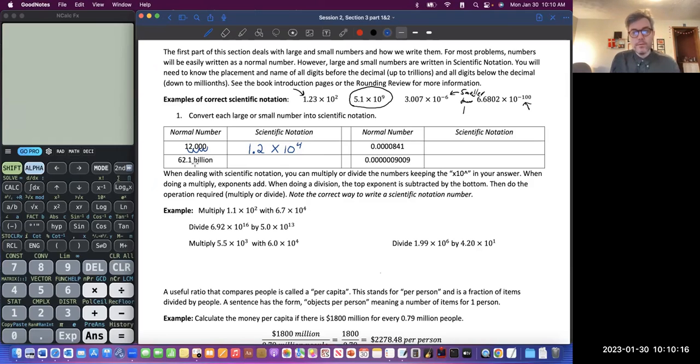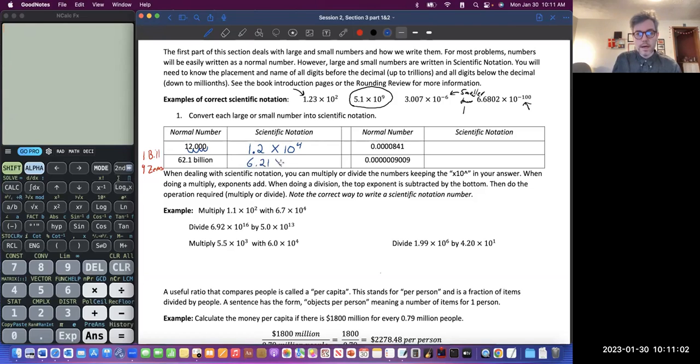All right, next one I'm going to do, and this one's a little bit tricky. 62.1 billion. I'm going to convert this into scientific notation. One thing I want to note is that 1 billion has 9 zeros. So 62.1 billion, well, there's a couple rules coming in at the same time. I need to convert this to 6.21 because it's scientific notation. I can only have one number to the left of the decimal point.